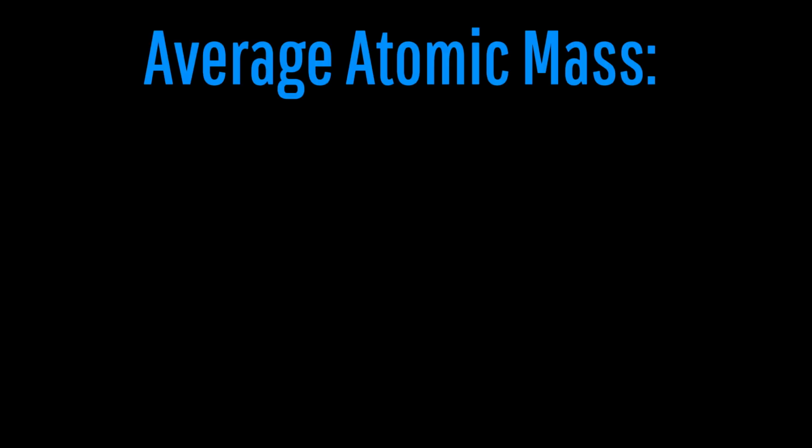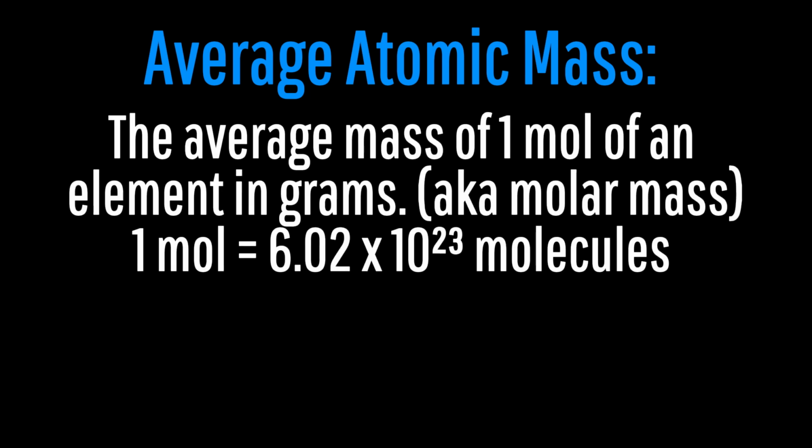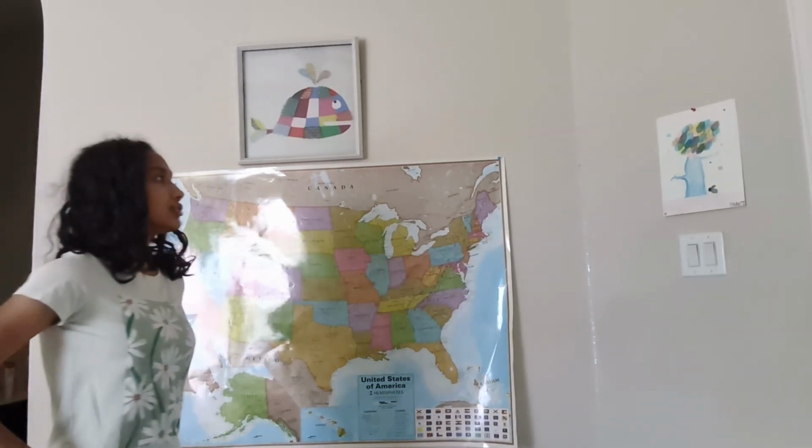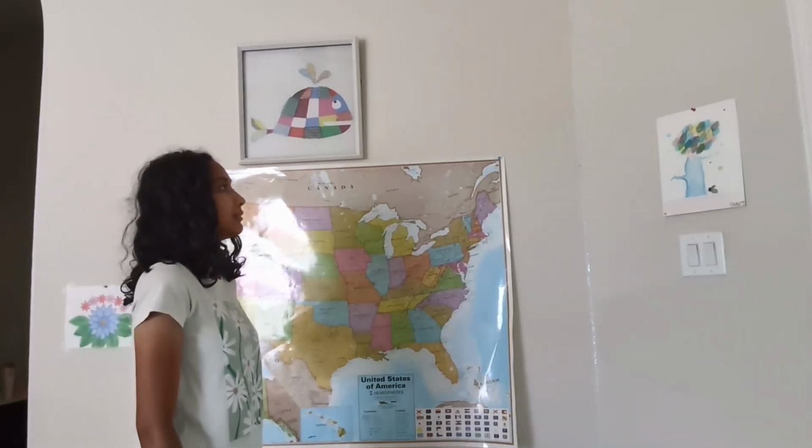This is the average mass of 1 mole of an element in grams. It can also be called molar mass. A mole represents 6.02 times 10 to the power of 23 molecules of a particular element or compound, and it's used by chemists as a standard way to convert between different units such as grams, liters, etc. And it is also a convenient way to count the amount of molecules in something without having to count each individual one.